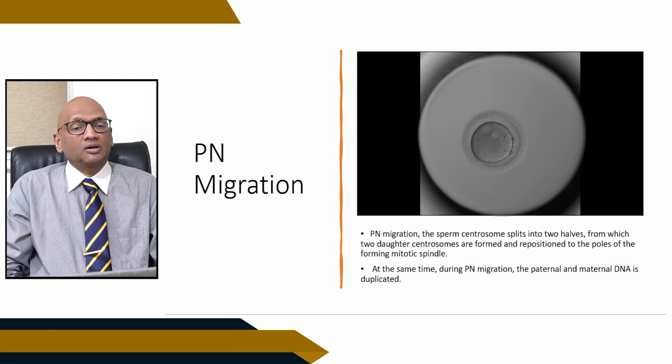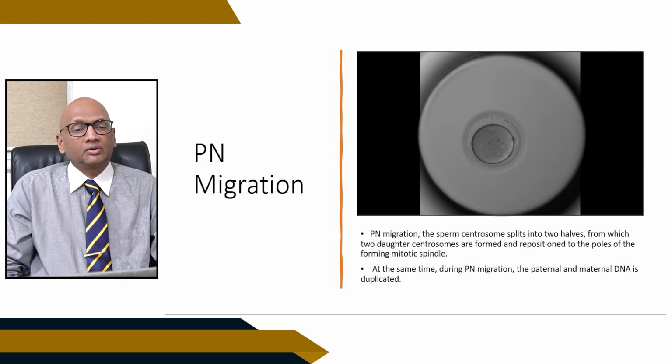What happens at the cytological level during pronucleus migration? In pronuclear migration, the sperm centrosome splits into two halves, from which two daughter centrosomes are formed and are repositioned at both ends of the meiotic spindle. At the same time, during the migration, the paternal and the maternal chromosomes undergo duplication.